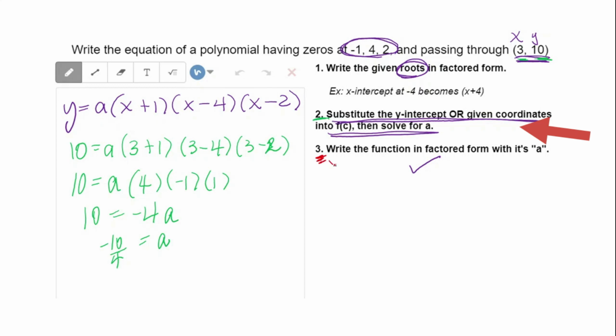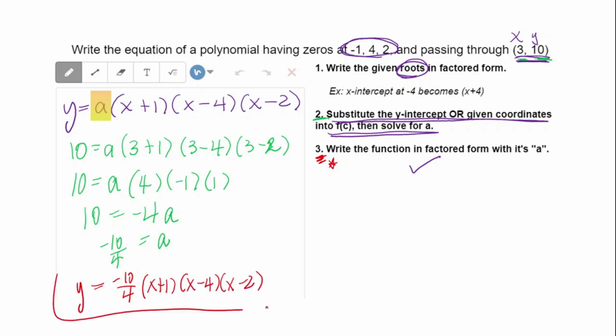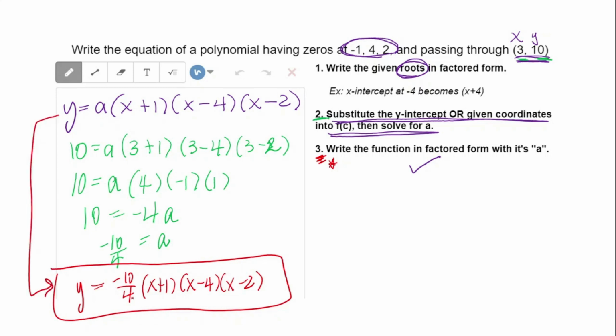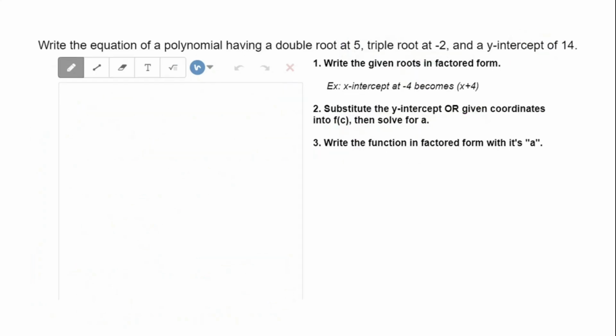Your last step now is just to write out the first step basically, but now you'll put your a value in there. So a is -10 over 4 times (x plus 1) times (x minus 4) times (x minus 2). And that's it. And again, you could simplify that. I should have simplified that a value to -5 over 2. All right, let's do another one.